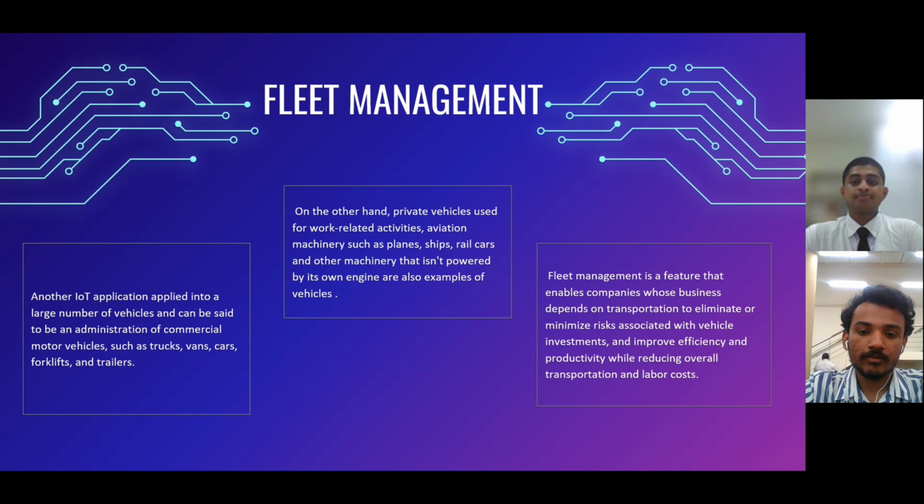Most importantly, fleet management is a feature that enables companies whose business depends on transportation to eliminate or minimize risks associated with vehicle investments and improve efficiency and productivity while reducing overall transportation and labor costs.